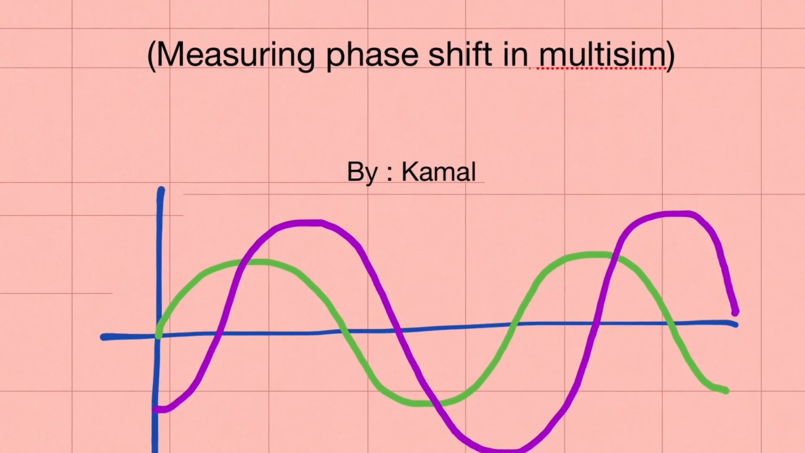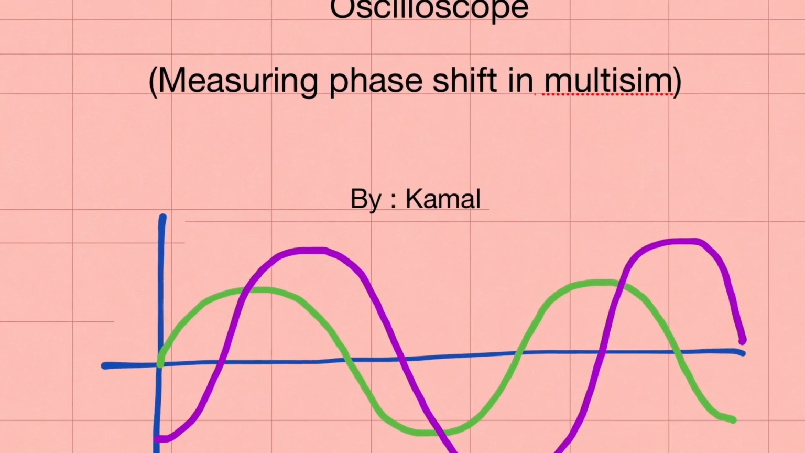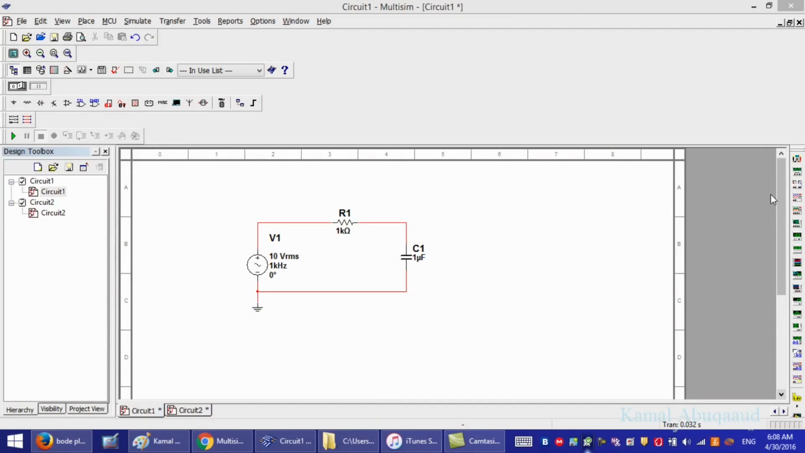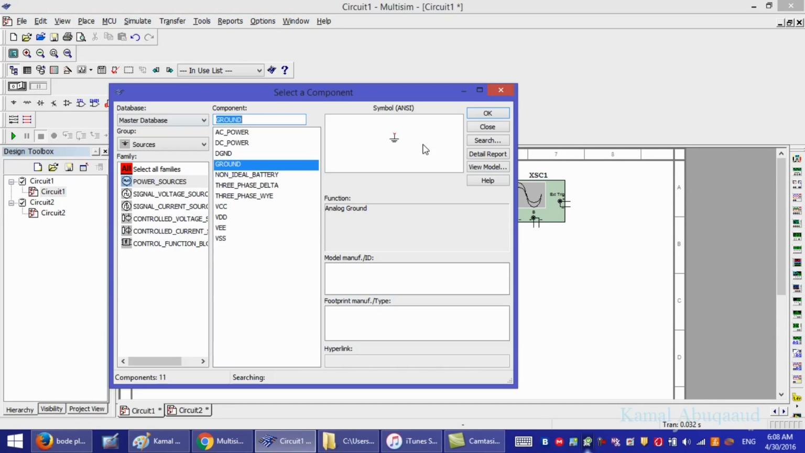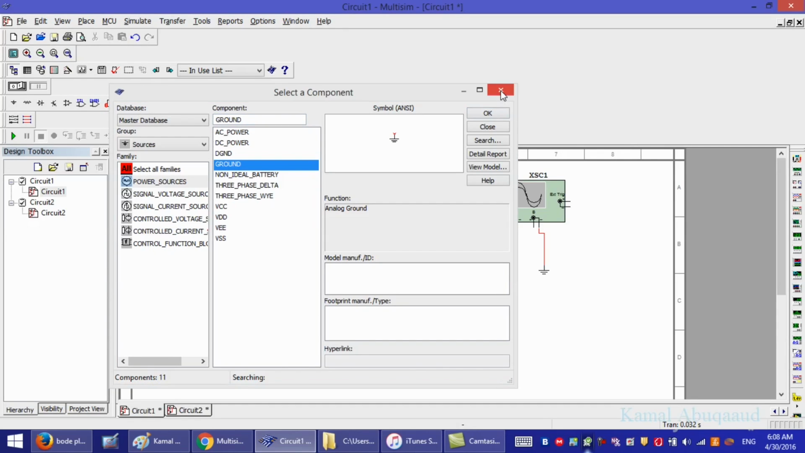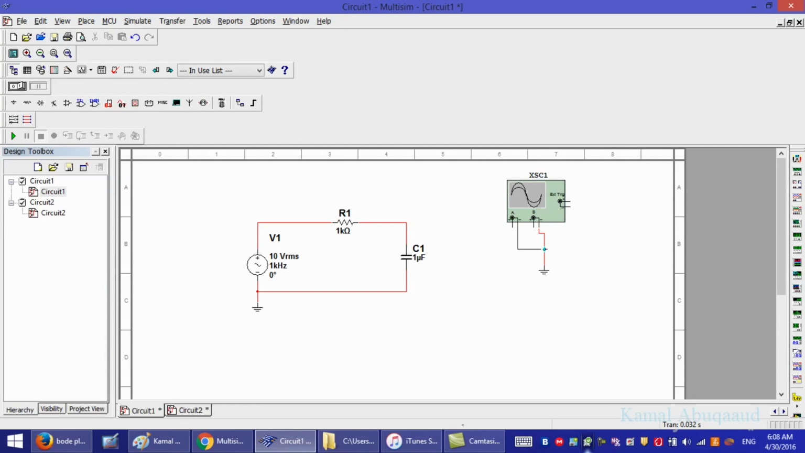In this video, I will show you how to use an oscilloscope in Multisim to display voltage across different components. Drag and drop an oscilloscope to the workspace and then connect ground to both channels A and B. To display the input voltage, I will connect channel A to the source, and to display the voltage across the capacitor, I will connect channel B to the capacitor.